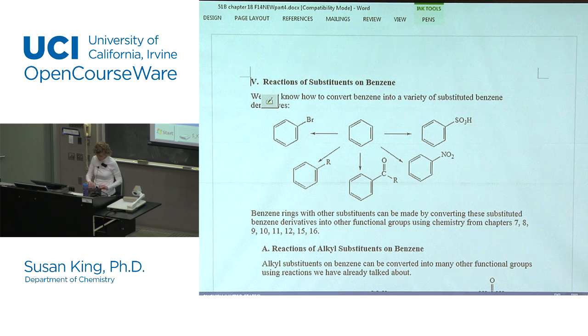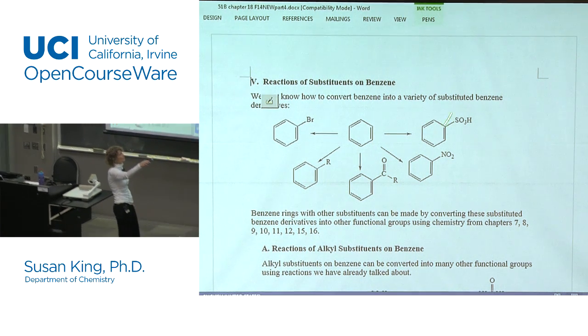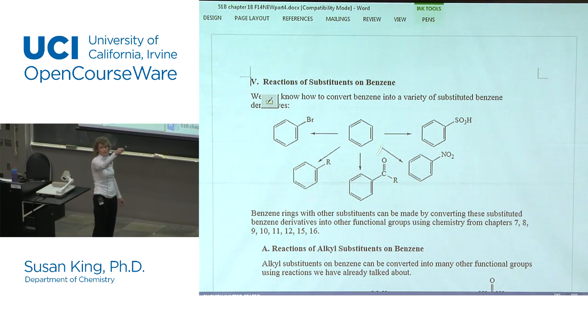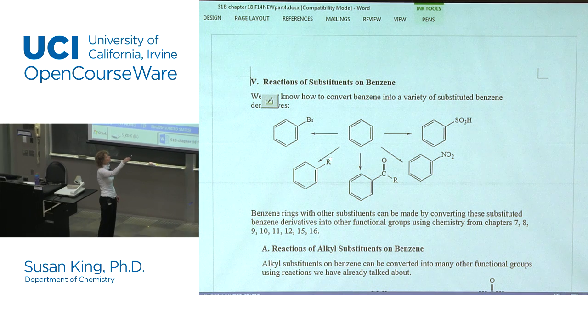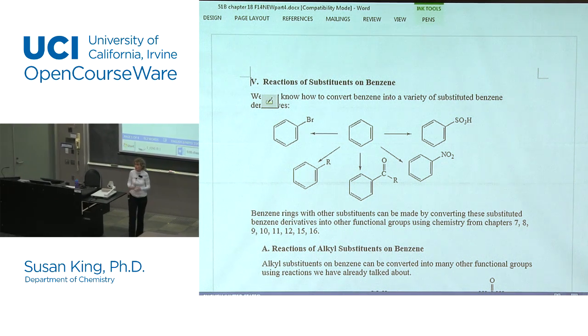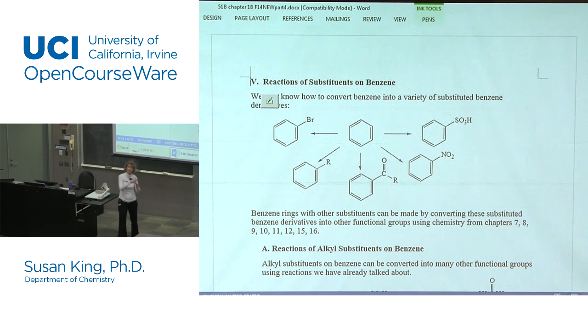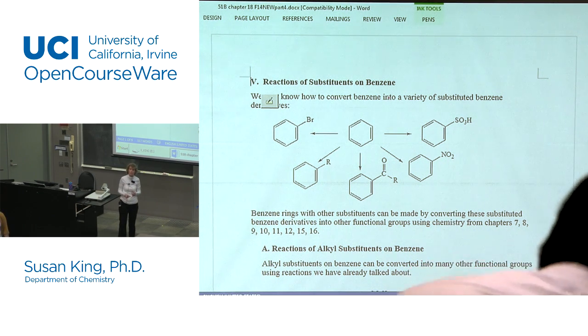Okay, so we're going to be synthesizing more complicated things than we've seen so far in chapter 18. The key thing to know is that these are the things we can do in one step on benzene, with R meaning just some sort of alkyl group. If you want to put something more complicated on the benzene ring, you need to put a simple thing on and then change the simple thing to something more complicated.